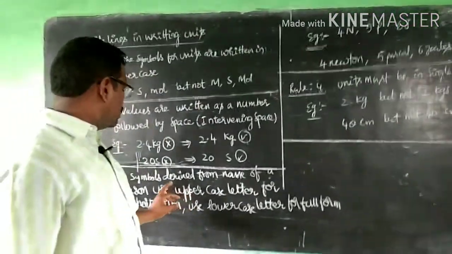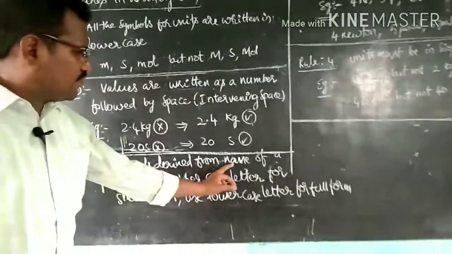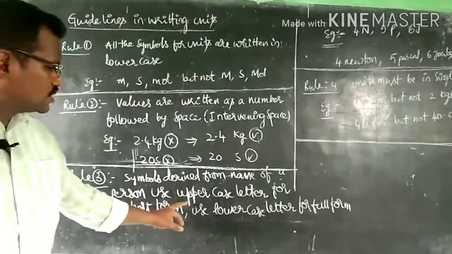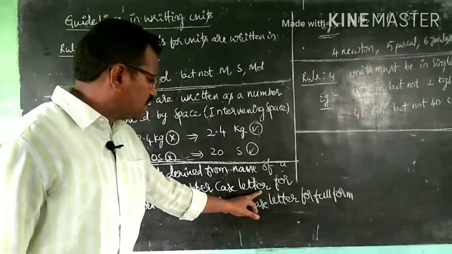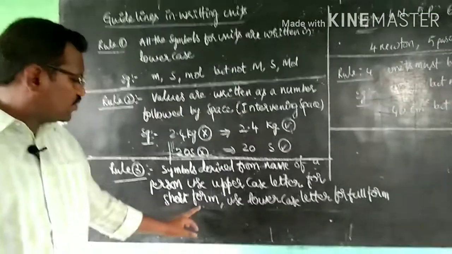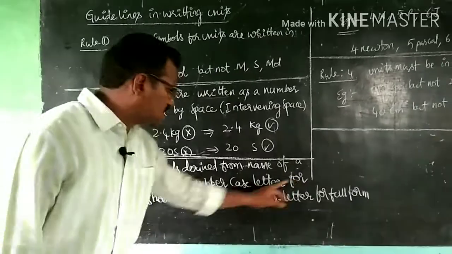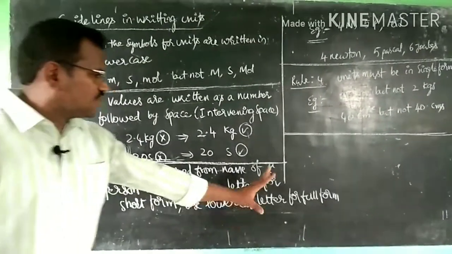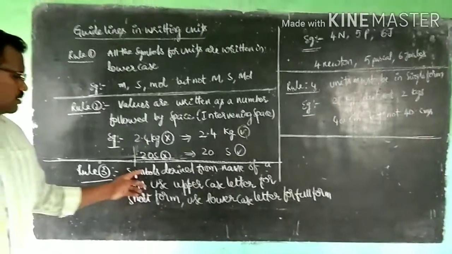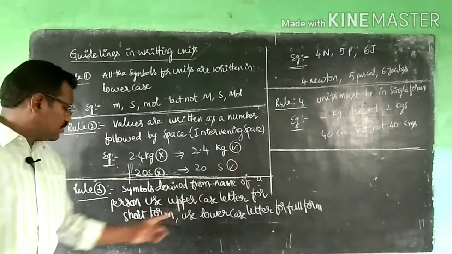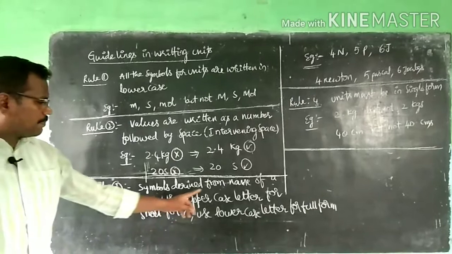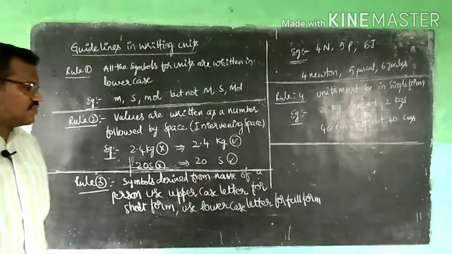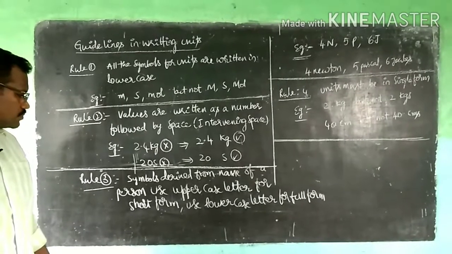Now see the rule. Symbols derived from the name of a person: use uppercase letter for the short form, and use lowercase letter for the full form.